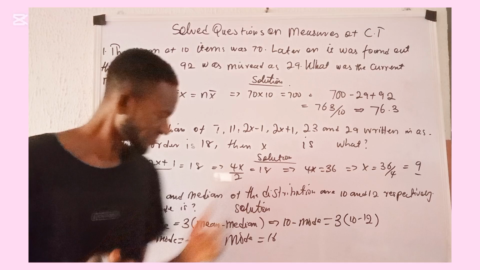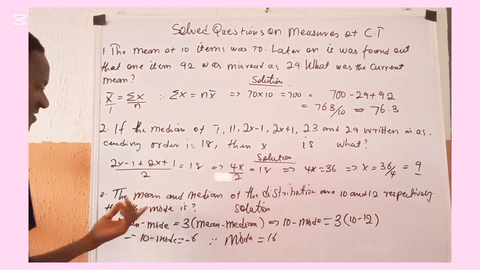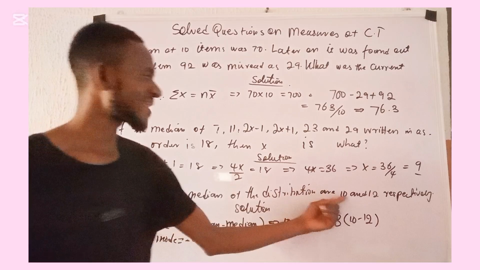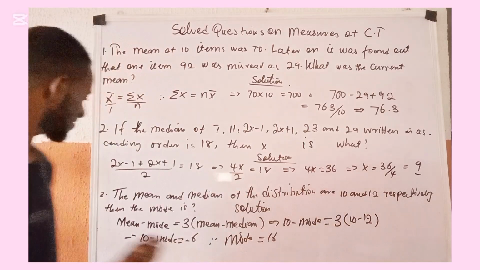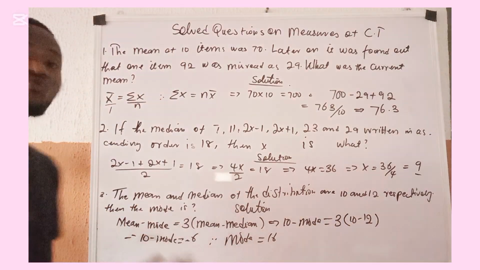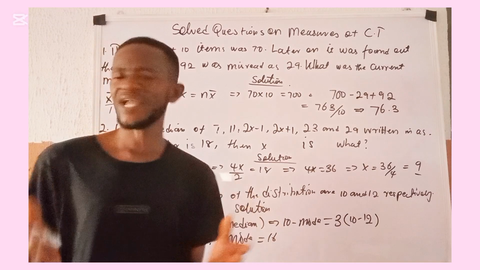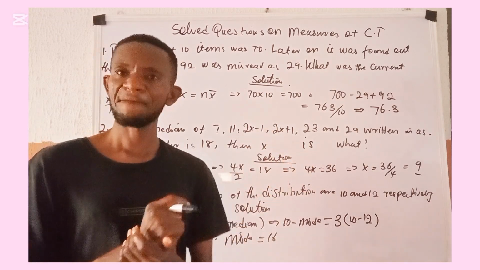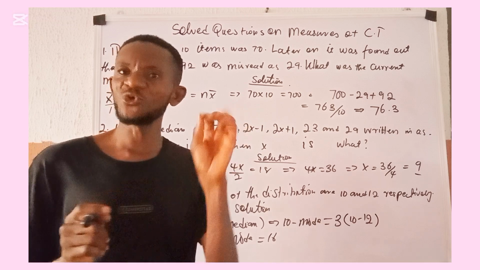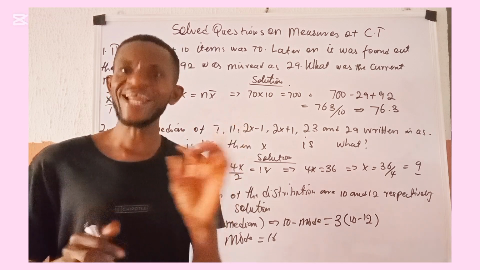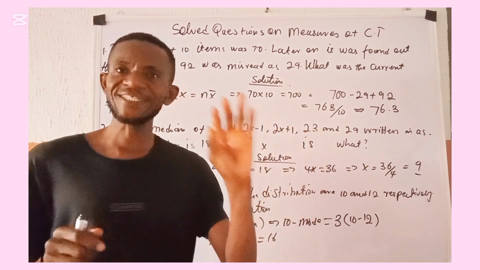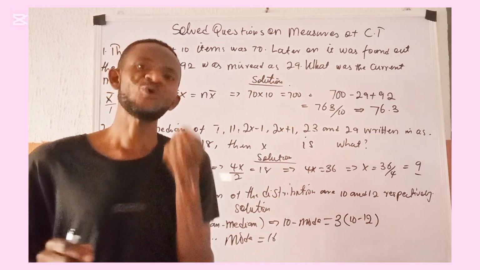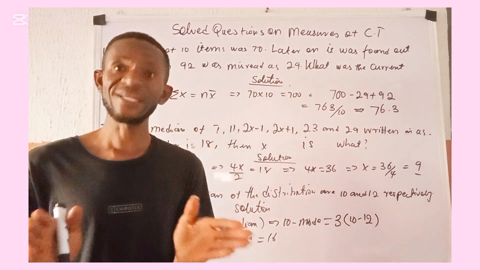Then the last one says, number 3, the mean and the median of the distribution are 10 and 12 respectively. Then the mode is what? This is a very wonderful question that can easily throw students off balance in the examination hall. But the moment you recall the formula that links these three measures of central tendency, you will be able to come out from the hall smiling.